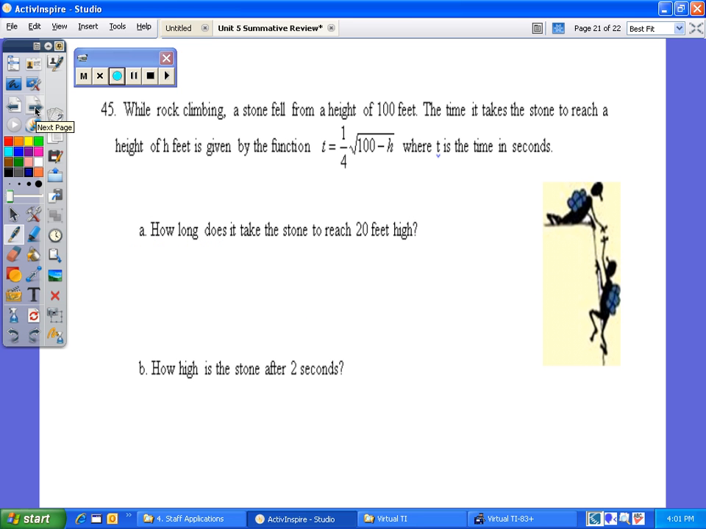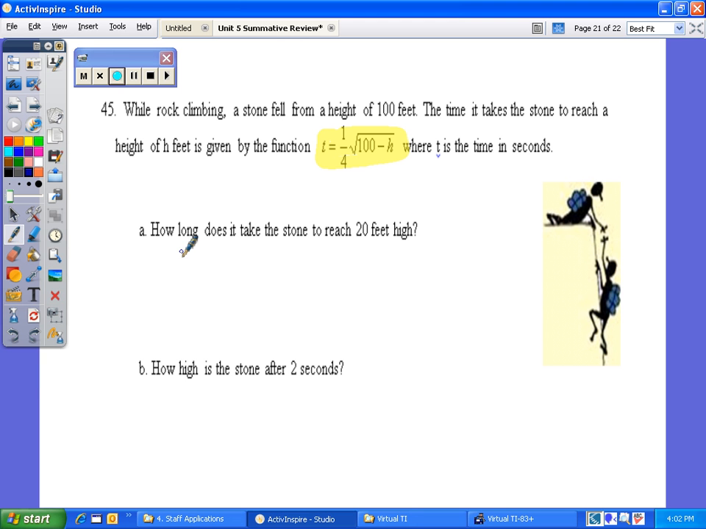Alright, that was it with graphing and parent functions. So now we're almost done. Two questions, and that's it for the review. When rock climbing, you have this function here that they're using. They said that t is the time in seconds and h is the height. So how long does it take for this stone to reach 20 feet high?